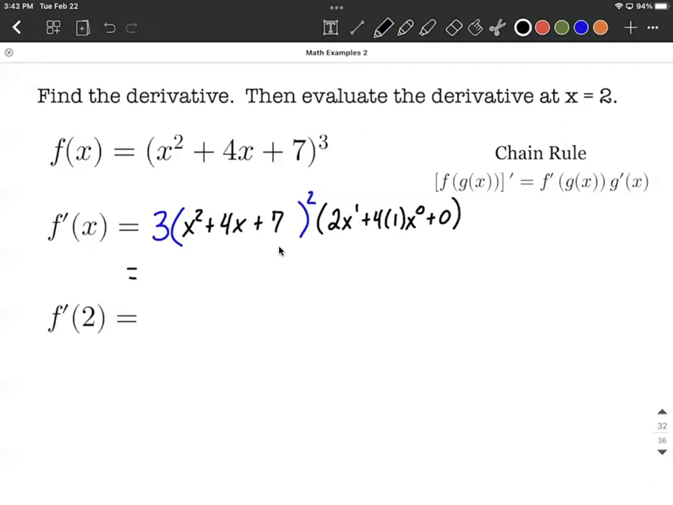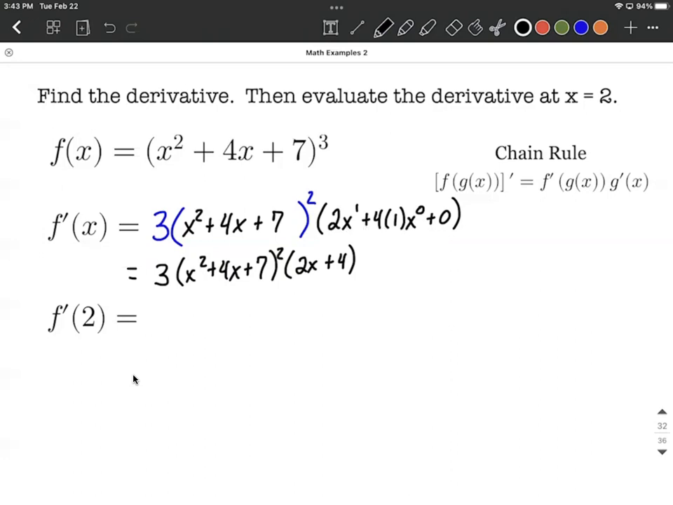Let's clean this up just a little bit before we go and plug in the 2. I would probably rewrite this as 3 times x squared plus 4x plus 7 raised to the second power. And then that last set of parentheses, all of this, we can reduce down to 2x plus 4. I tried to show all my work as I went through this, but you can probably get to this derivative of the quadratic, get it to this form, a little bit faster with a little bit of practice.